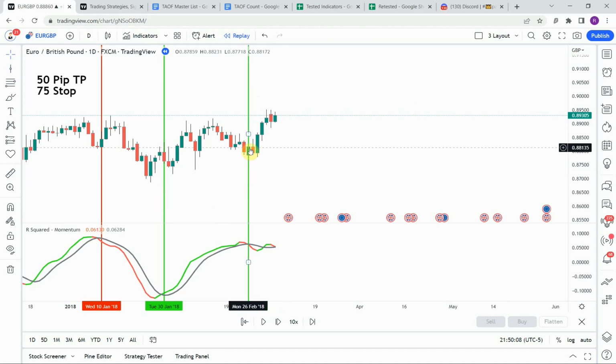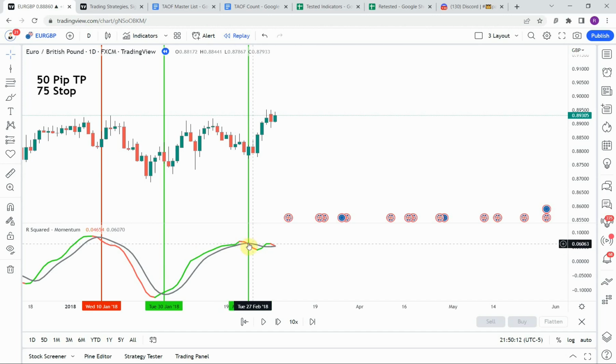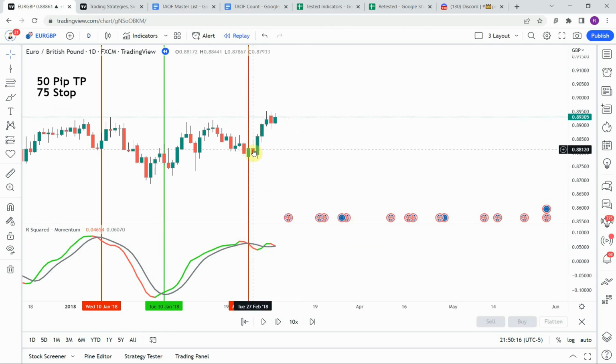All right, we then pick up another short right here on this one. Same deal, we get the cross of the plot line and the coloration that we're looking for in the line there. Unfortunately, this immediately takes a spike to the upside there, and so it does stop us out.